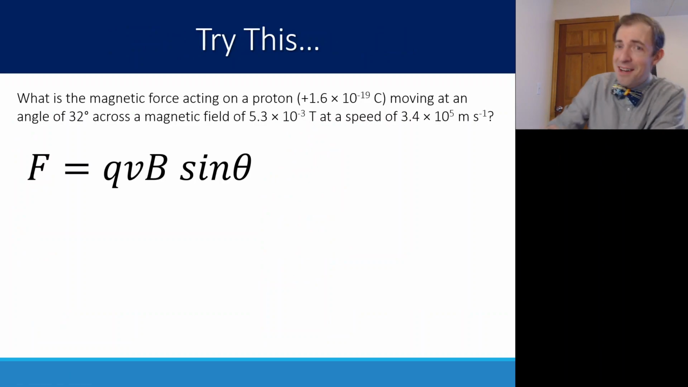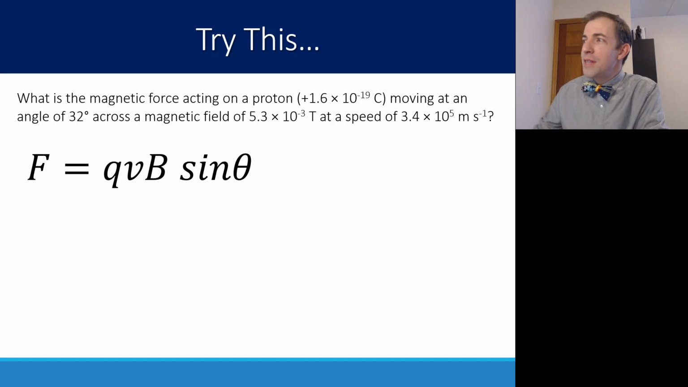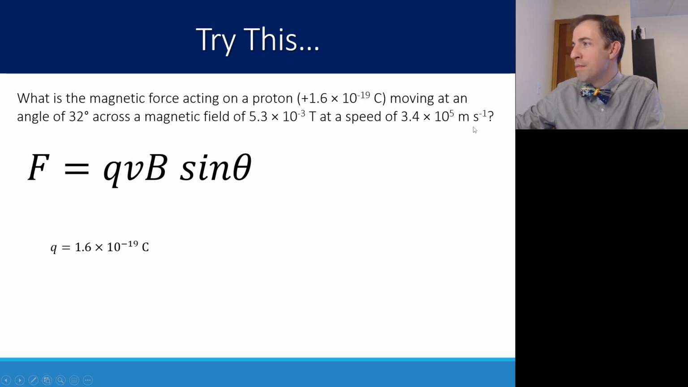All right, let's look at another example that uses this equation. What is the magnetic force acting on a proton? Here's the charge of a proton. It's just the elementary charge, only positive, moving at an angle of 32 degrees across a magnetic field of 5.3 times 10 to the negative third Tesla at a speed of 3.4 times 10 to the fifth meters per second.